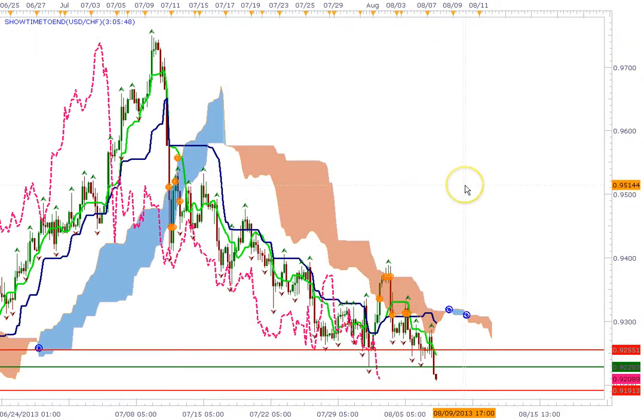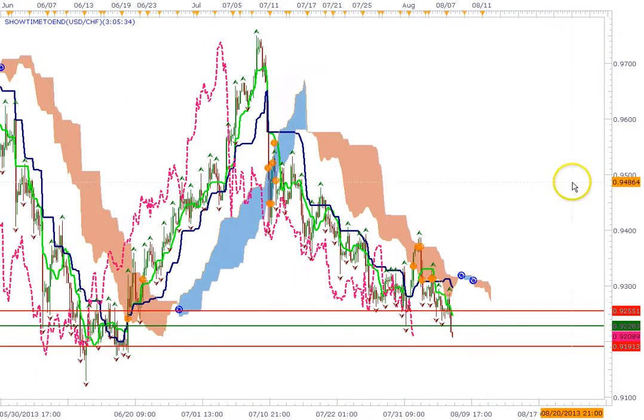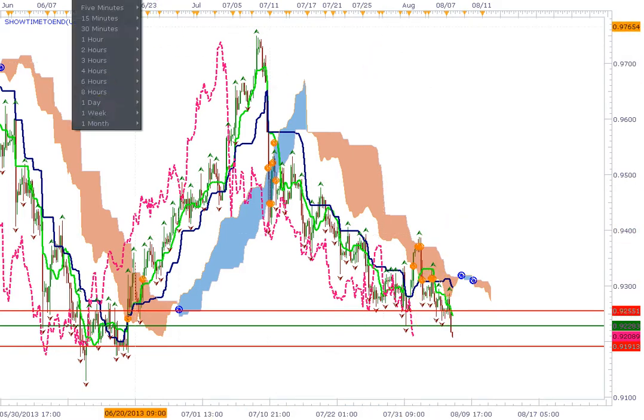Okay, but let's go to the charts. We're going to go right here, starting with the dollar Swiss franc. On the dollar Swiss franc right here, this was a trade that I wanted to get into, but I didn't get into because I was in another trade. Now the thing about this trade, let's go to the daily first.